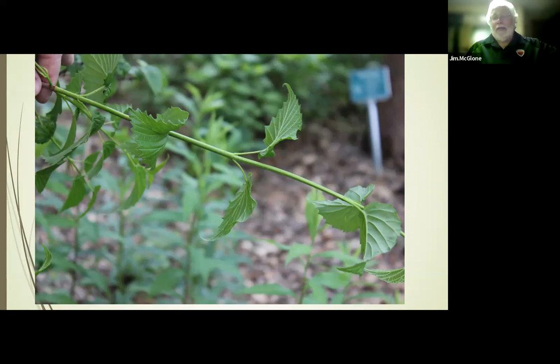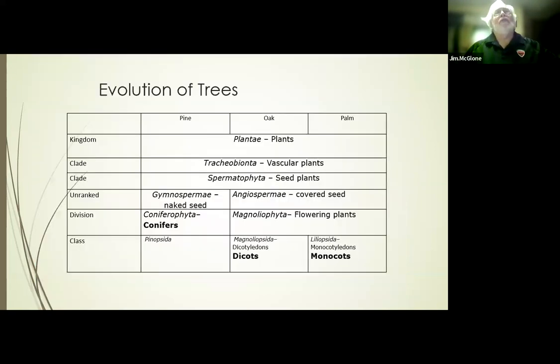And just so we're on the same page, I want to go through the evolution of trees a little bit. All trees are in the kingdom of plants. They are all vascular plants. Most trees are seed plants. We do still have tree ferns out there, which are spore-bearing plants. But then the seed plants diverge into what we call the gymnosperms, which translates as naked seed, and the angiosperms, which translates as covered seed. And actually, it should be naked ovule and covered ovule.